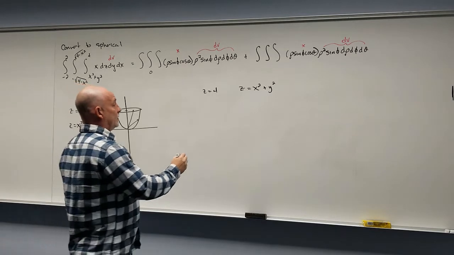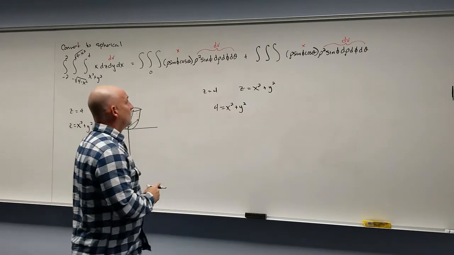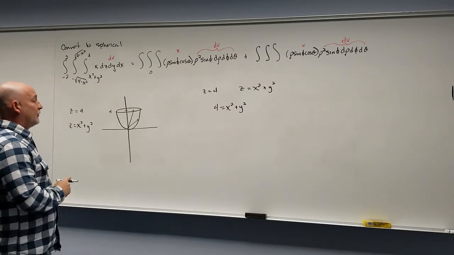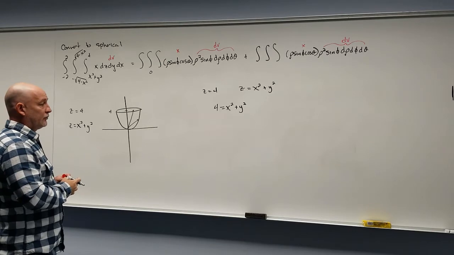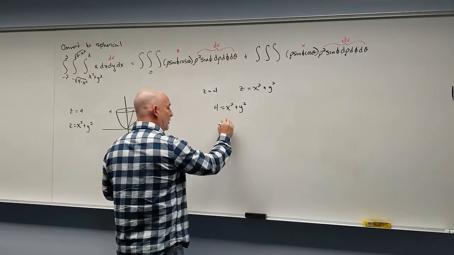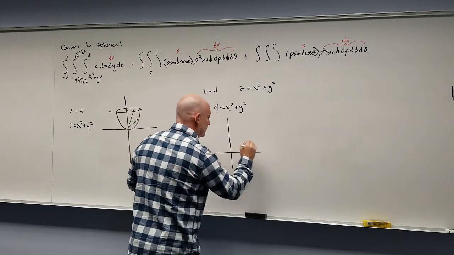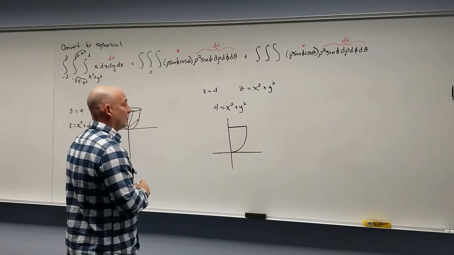Or this is when 4 is equal to x squared plus y squared. All right, well, we're trying to figure out what phi is here. We could go ahead and try to solve that, but it's a little bit easier to take a look at our picture again, instead of plugging in spherical. Well, what do we know here?